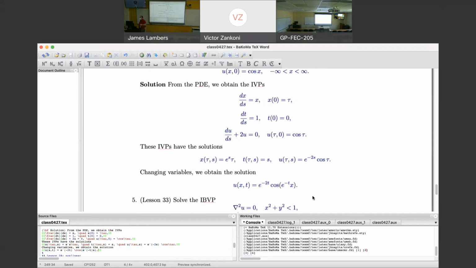So use the PDE, get your ODEs for x, t, and u. Solve the ones for x and t first, then solve the one for u. Then use your solutions for x and t to solve for tau and s in terms of x and t, substitute into your u, and you have your u in a proper form. That's the workflow there. Any questions on this one?